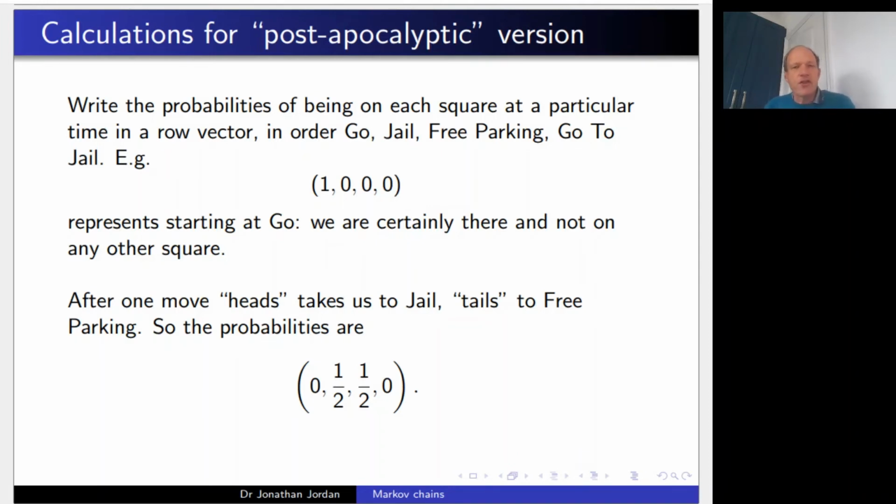At the bottom of the slide, you can see what happens after 1 move. So after 1 move, heads takes us 1 square, which is to jail. So that happens with probability 1/2. Tails takes us 2 squares, also with probability 1/2, to free parking. So the probabilities are now a half for jail, a half for free parking, and 0 for the other two possibilities, which we can represent again in this row vector style as 0, a half, a half, 0. Okay, so that's our first step. So let's now think about a couple more steps. So remember the vector at the bottom there, 0, a half, a half, 0.